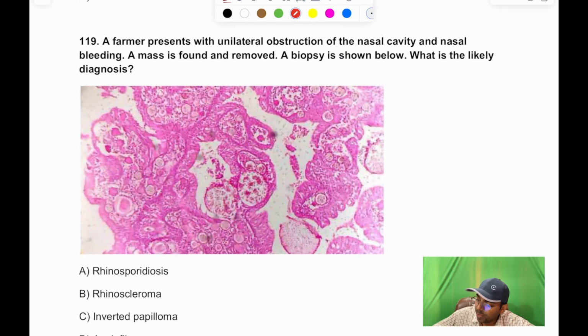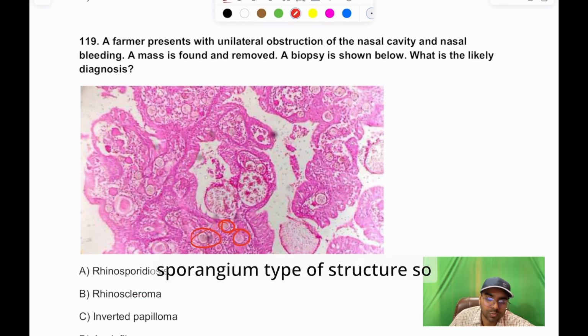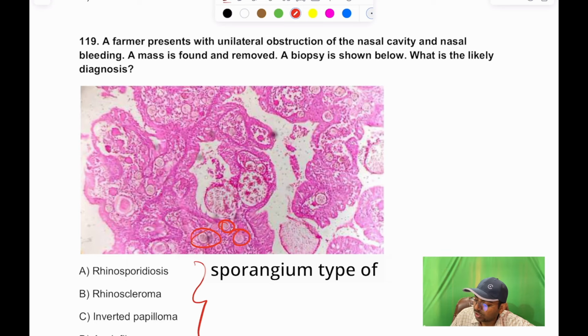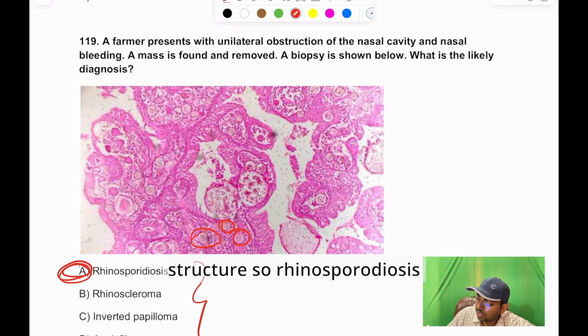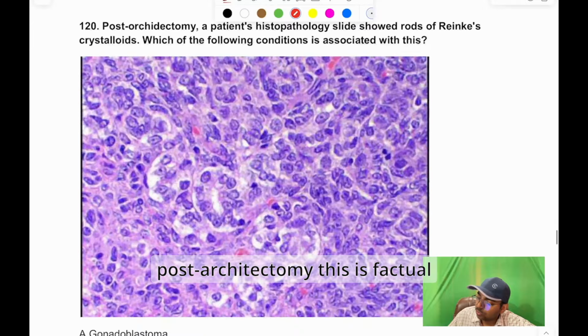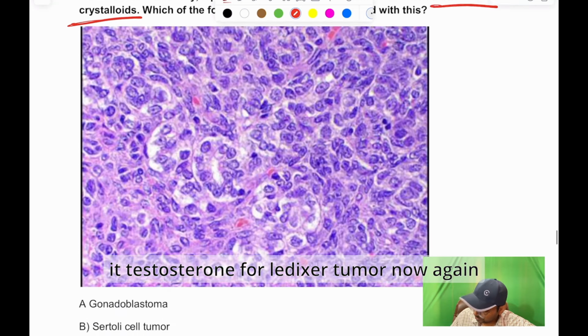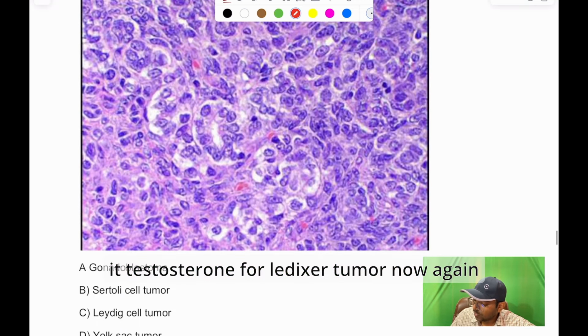119. Again, yeah, here you are seeing that there is some sporangium type of structure. So just see what are the things that have sporangium type of structure. So rhinosporidiosis. Post orchidectomy, rinky. This is a factual question. Rinke is associated with testosterone, so Leydig cell tumor.